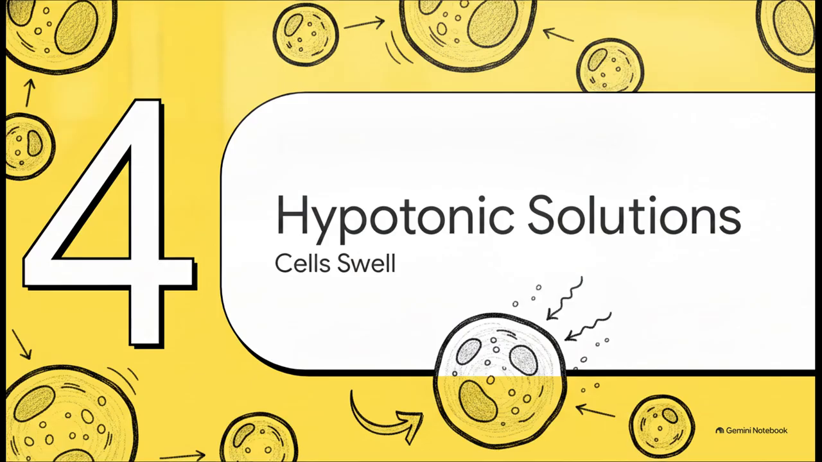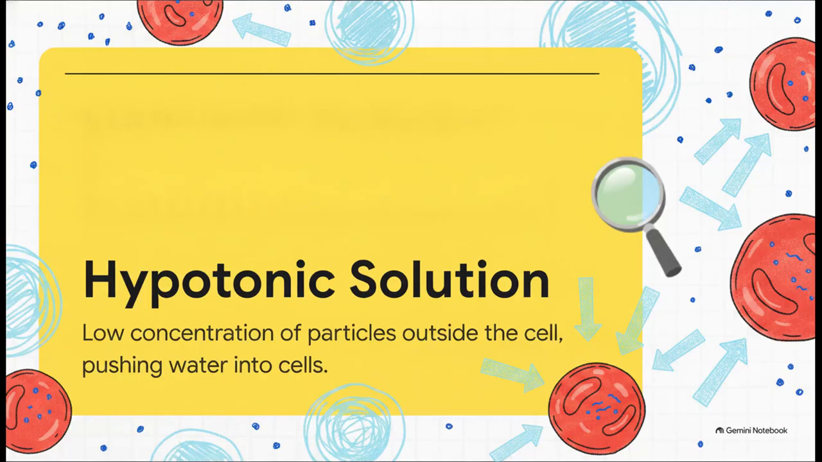Cells swell. Now let's swing that pendulum the exact opposite way. Hypo means low. A hypotonic solution has a much lower concentration of sodium outside the cell compared to what's inside. Because that outside environment is so dilute, it basically provides a ton of free water. And that water pushes its way into the relatively saltier interior of the cell, literally turning our normal, happy cells into plump, swelling water balloons.